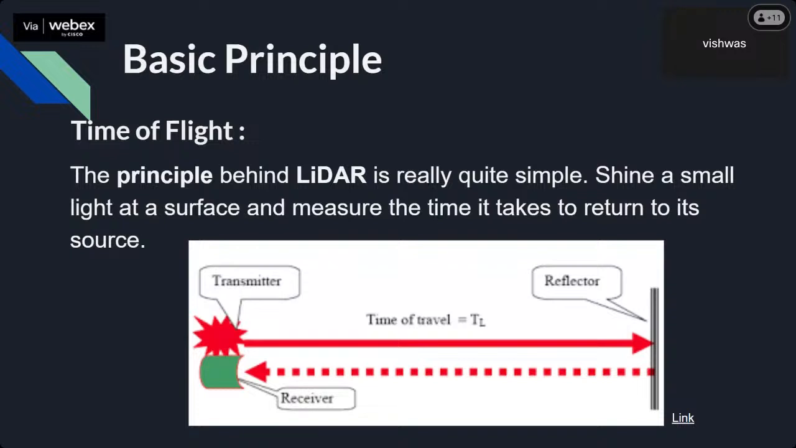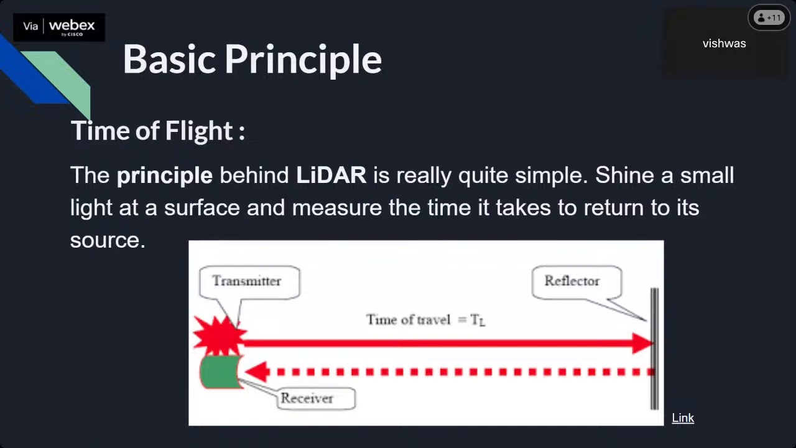Now we know the speed of light, 3 × 10^8 meters per second. The time taken by the light is measured, and through that the distance is calculated. This gives the total distance the light pulse went, hit and came back. So if we take half of it, we get the distance from the LiDAR to the object.